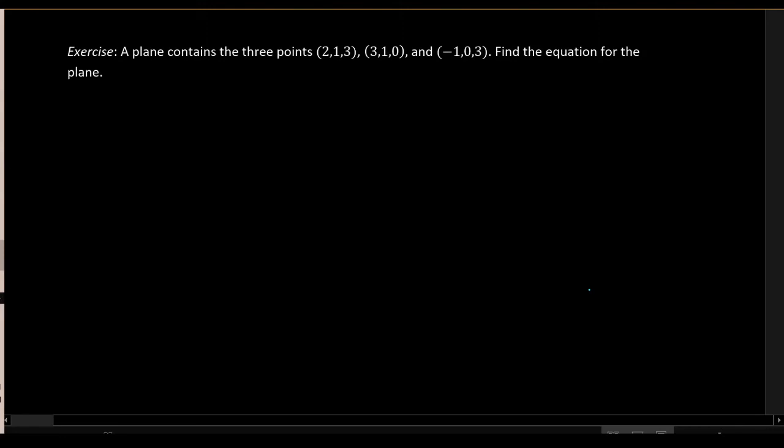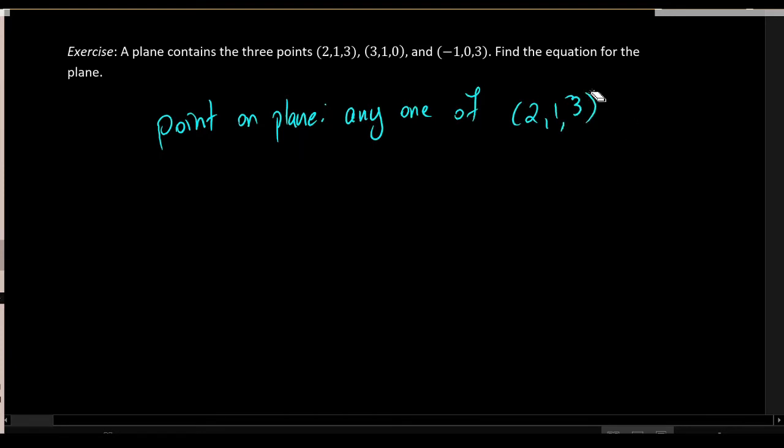This time the plane is described to us in terms of 3 points that the plane passes through. Find the equation for the plane. Now in this case, we have an abundance of points that are on the plane, and we can use any one of them to fill the role of the point on the plane that we use for the equation. Which one you use is a matter of taste.